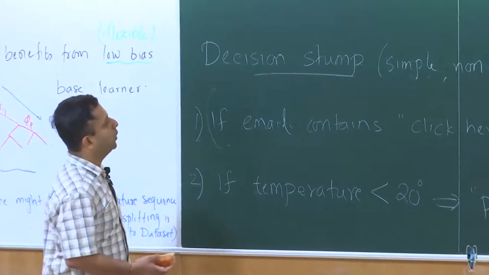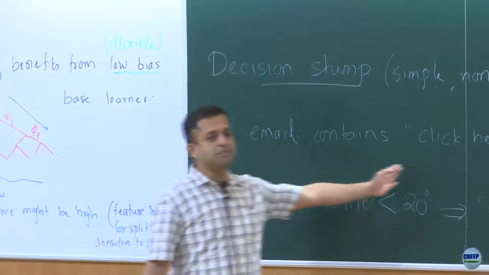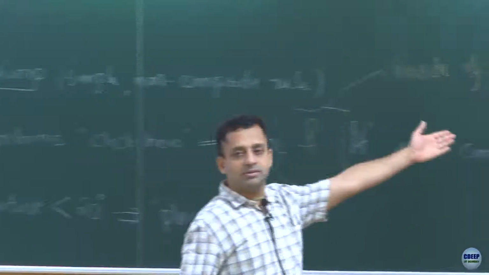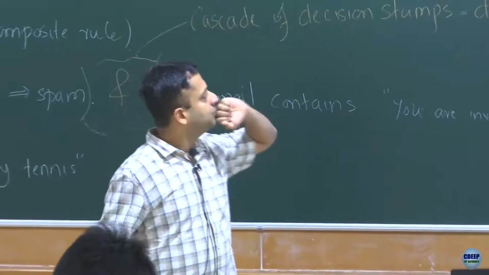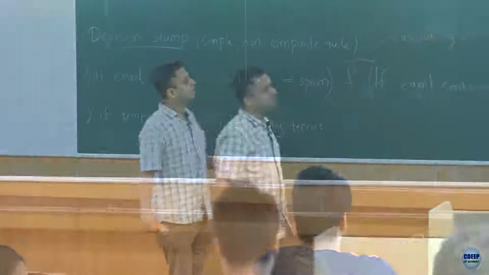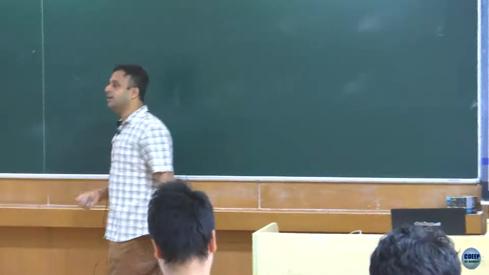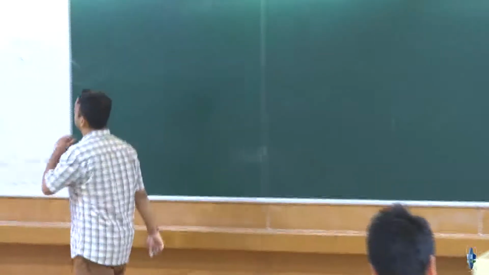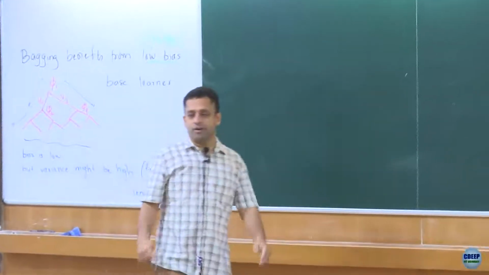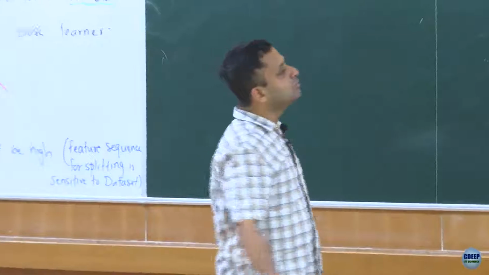Okay, so I can start with a simple decision stump which says that, well, let's try and build one. I would like you to build one, right? So I want you to build a cascade of decision stumps. For this data set, try and build a decision tree. So what would you be doing? You would pick some feature to split on to begin with.